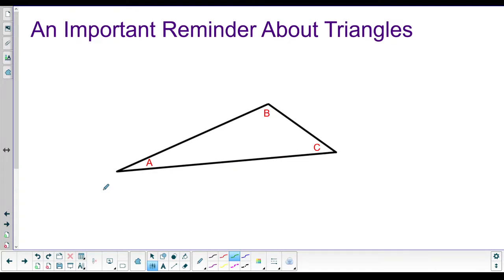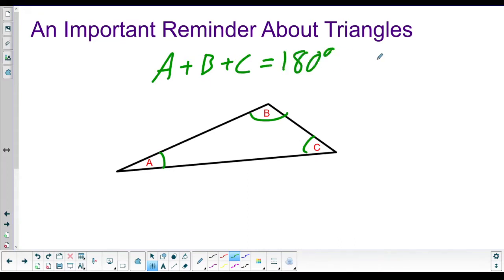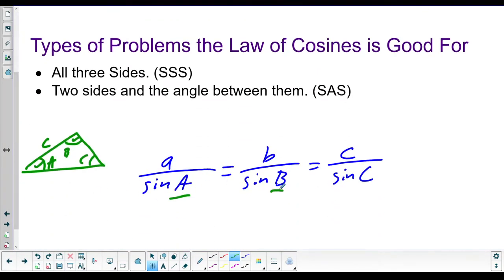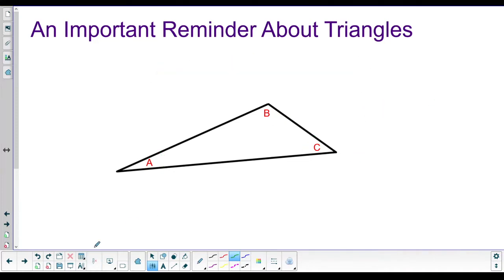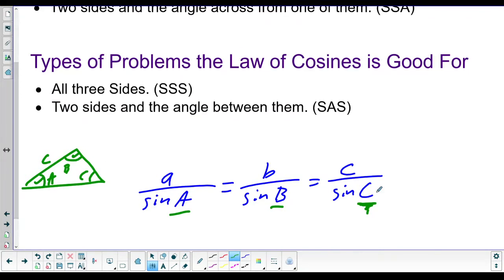Let's remember something about triangles. If you have a triangle, these three angles do something special. A plus B plus C equals 180 degrees or pi radians. We're going to do everything in degrees today because it kind of just lends itself to the law of sines, but you could do it in radians if you really want. So if I know A and B, even though I don't explicitly tell you C, this equation is so easy to solve, it doesn't matter. You know C. You don't know what the number is, but it's so easy that you might as well, right? So if you know any two angles, you basically know all three angles.